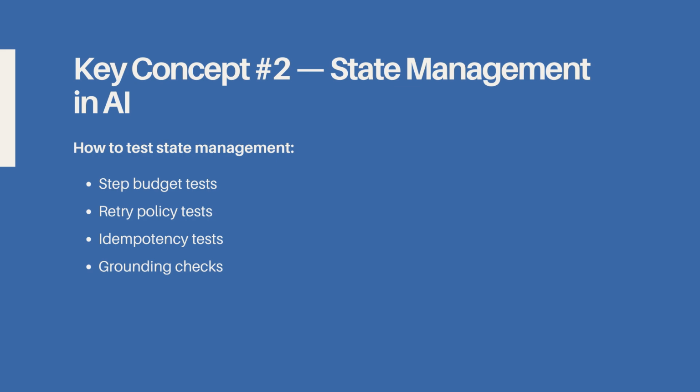instead of looping forever. Idempotency tests: if the agent calls the same tool twice, make sure the system doesn't double charge, double book, or double update. Idempotent just means running the same operation twice doesn't create extra side effects. It's a property you want to verify is actually there. Grounding checks require the agent to cite the actual tool output or retrieved source it used before it's allowed to take a high impact action.